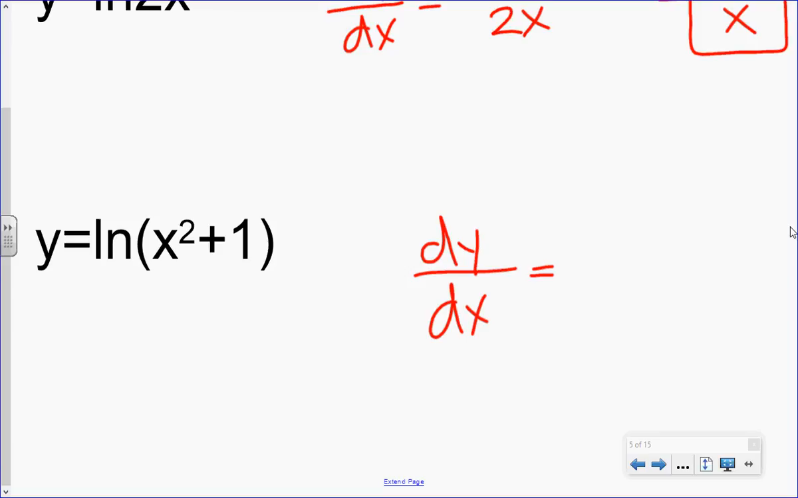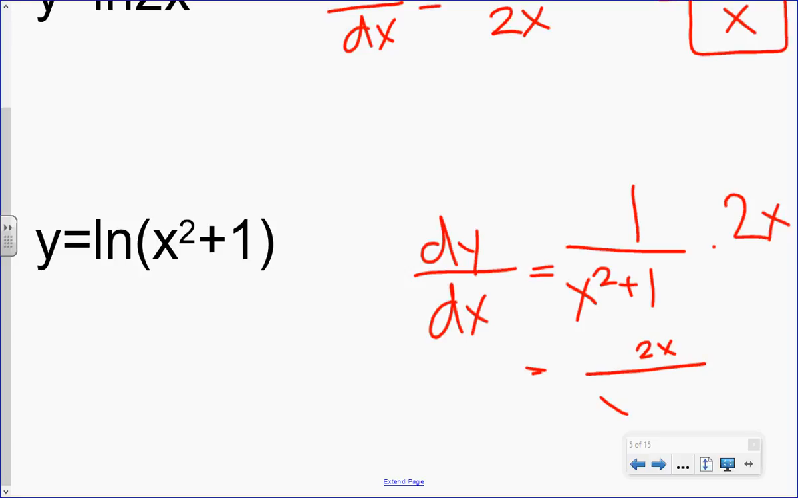All right, so derivative of natural log is 1 over what's inside. And in this case, we would have to multiply by 2x. So we have 2x over x squared plus 1. I'm fine with you writing it either way. And some of you may just go straight to writing it like this. That's fine. Okay? Either way, I'll take.